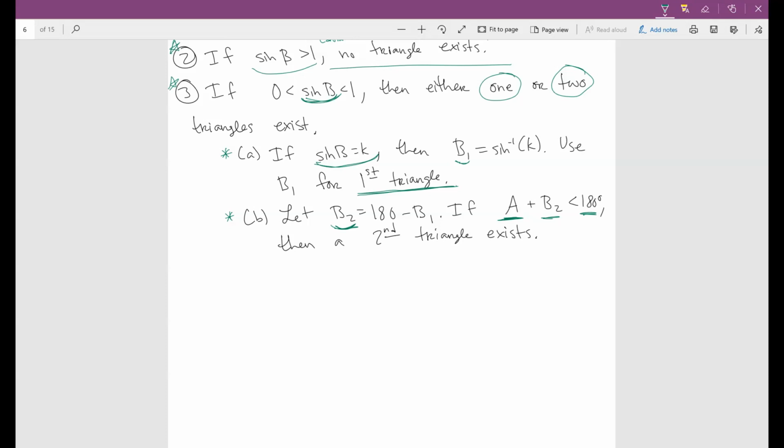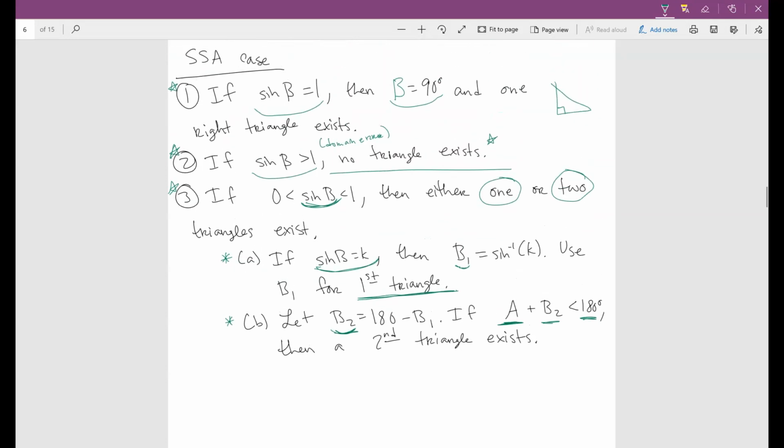If it's more than 180, then no triangle exists. Okay, or greater than or equal to. So I think the best way to do this is to do a couple of problems, because this can be really confusing.